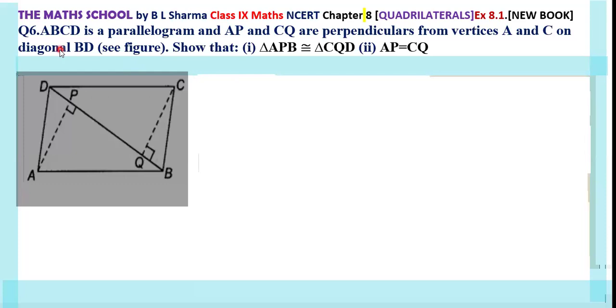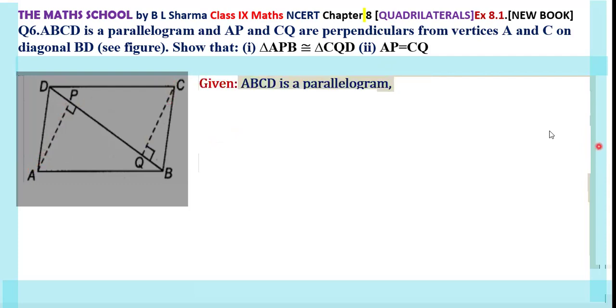ABCD is a parallelogram. See the figure. AP and CQ: this AP is perpendicular to BD, and this CQ is also perpendicular to BD. It is given. Show that triangle APB is congruent to triangle CQD. And second, AP is equal to CQ. We have to prove it.